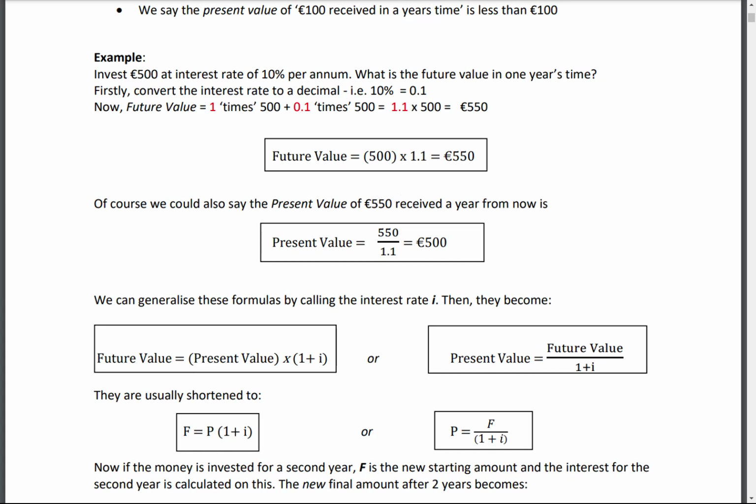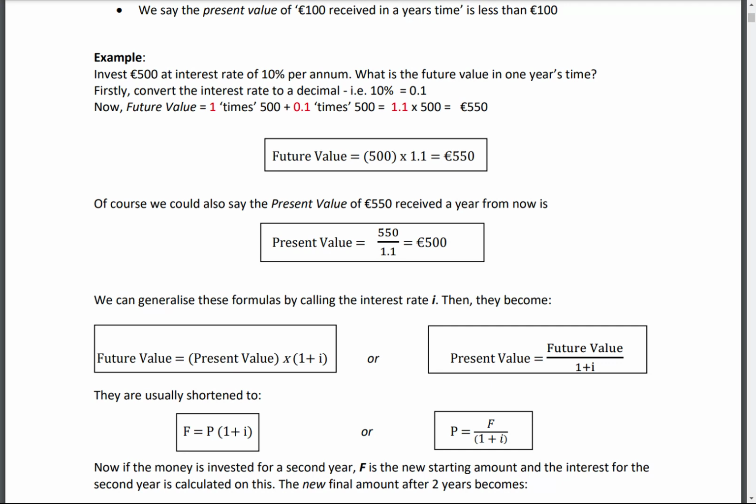We can also rearrange that formula, of course. We could divide across by 1.1. So if you divide the 550 by 1.1, you get the 500. So that's the future value, the 550. So if we divide the future value by the 1.1, we're back to the present value again. So this first formula takes you forward in time. Your 500 becomes 550. And this second formula takes you backwards in time. Your 550 in the future is only worth 500 now. It's the same formula, just written in two different ways, depending on what you're looking for, future value or present value.